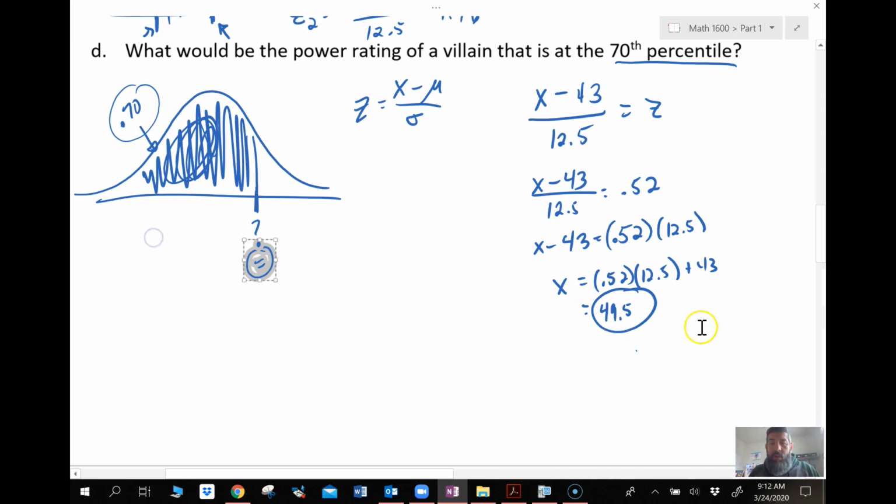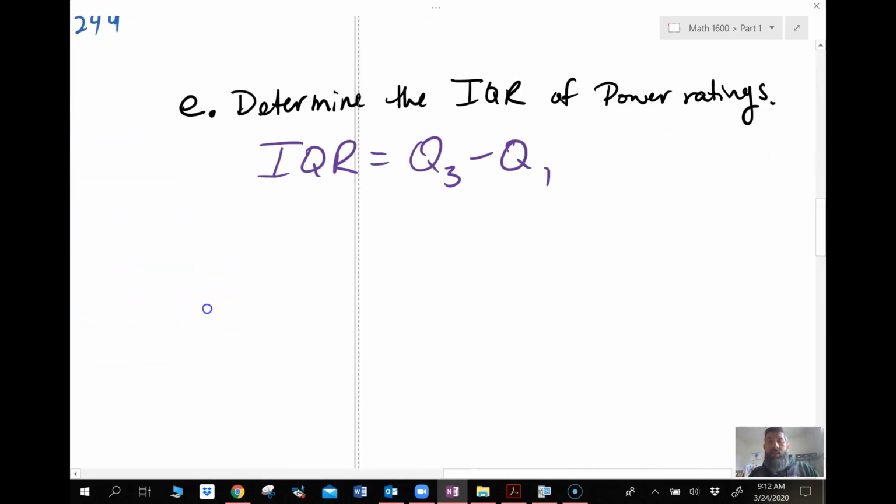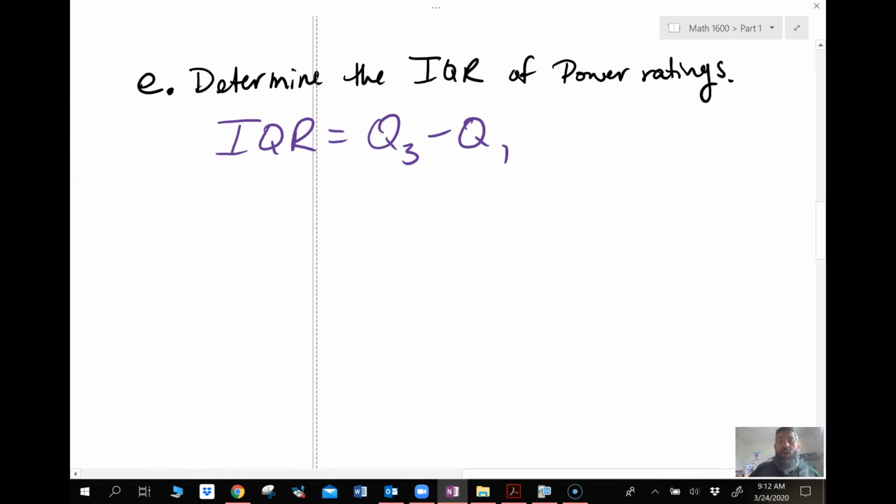Okay, so let's do another problem that's similar to this that you often see, and that is determining the IQR. When we're looking at the IQR, we're looking for the third quartile minus the first quartile, and you learned that way back weeks ago. So we need to find the third quartile and the first quartile. Remember that the third quartile matches up to the 75th percentile, and the first quartile matches up to the 25th percentile.